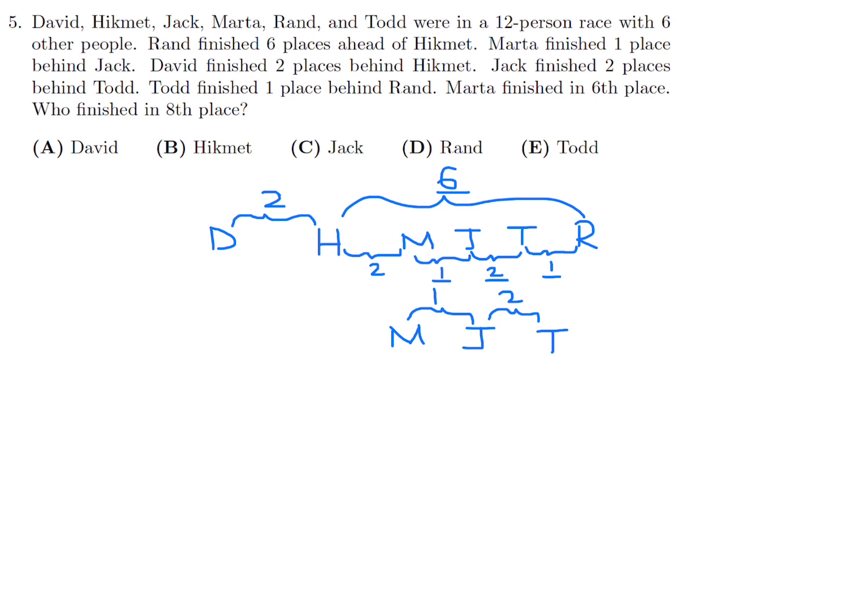And now we have to figure out, Marta finishes in 6th place, so she's going to finish 6th. Who finished 8th? Well, the person who finishes 8th is 2 places behind Marta, and that is this guy, Hikmet, 8th place. So number 5, the answer is B.